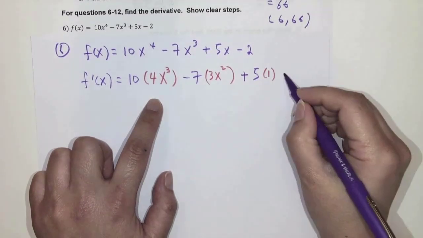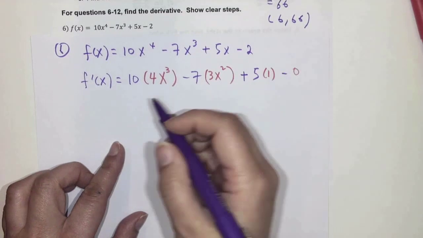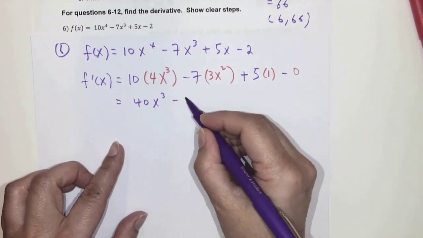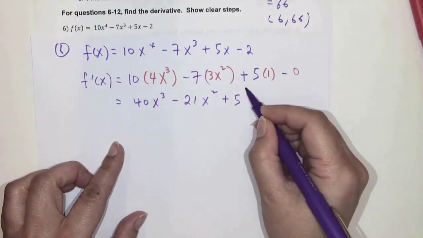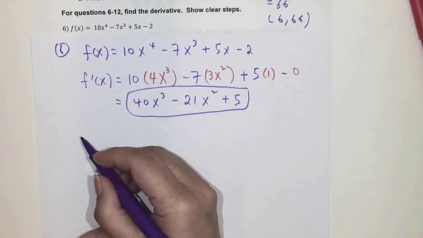And when you have a number, it's going to turn to 0. So that would give me 40x cubed minus 21x squared plus 5, and that would be the f prime of x. Are we okay?